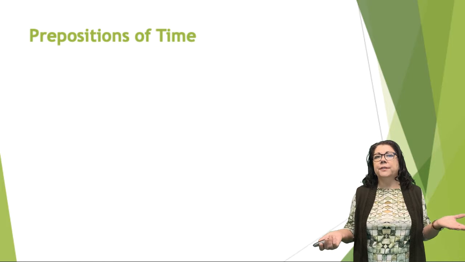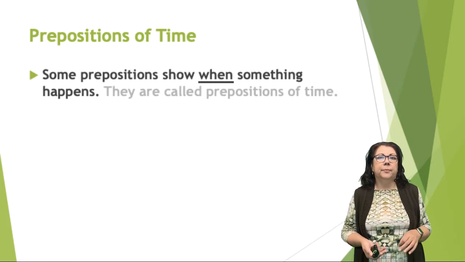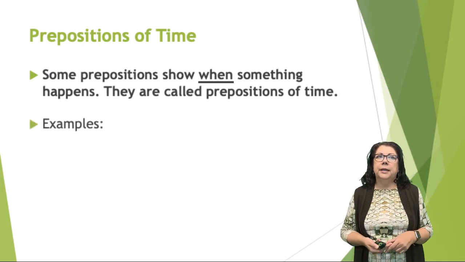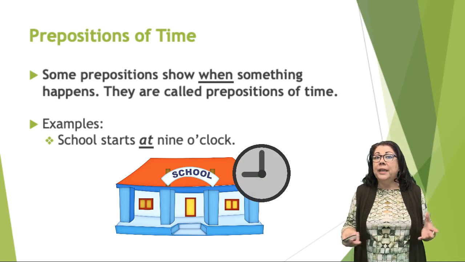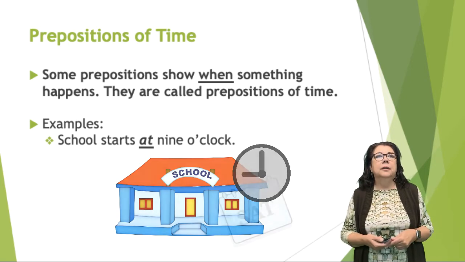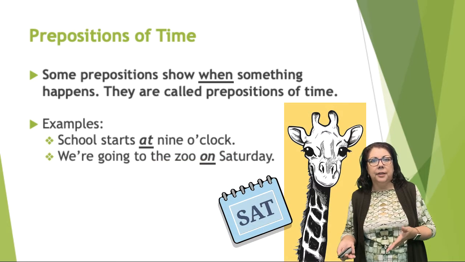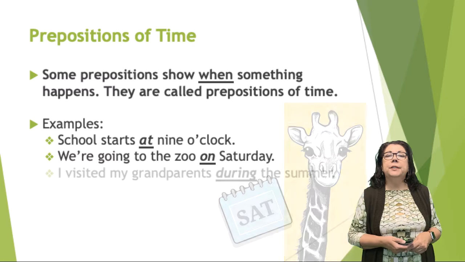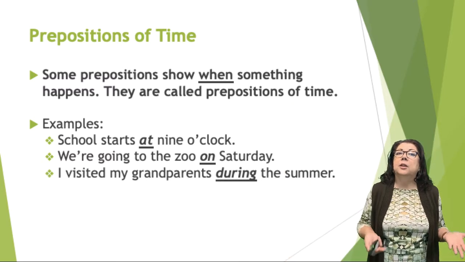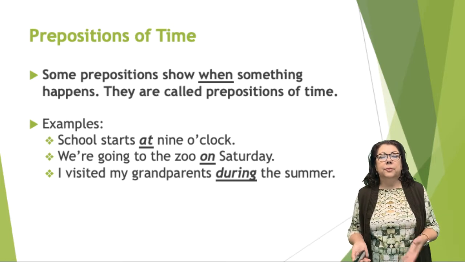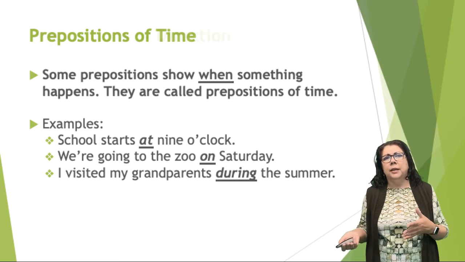Now we have prepositions of time. So these prepositions show when something happens. Here we have some examples. School starts at 9 o'clock. When? At 9 o'clock. We're going to the zoo on Saturday. When? On Saturday. Okay. I visited my grandparents during the summer. When did you visit? During the summer. So again, these are just telling us a little more information about time.